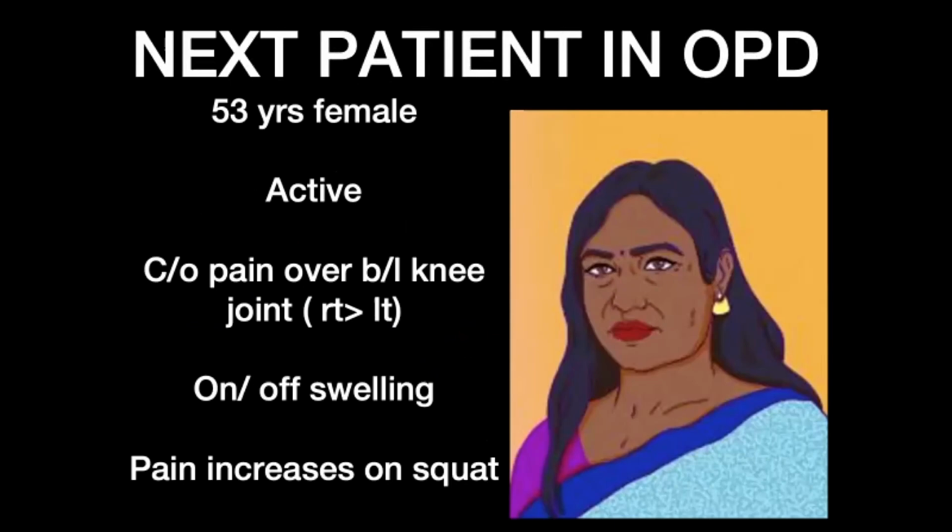So let's start with a typical scenario in our OPD. We usually get this type of patient on an everyday basis. A 53-year-old female, a middle-aged active female, complains of pain over bilateral knees, maybe right greater than left or left greater than right. She also complains of on and off swelling, and pain increases on squatting and cross-leg sitting. It is so troublesome that it is causing problems in her day-to-day activity.